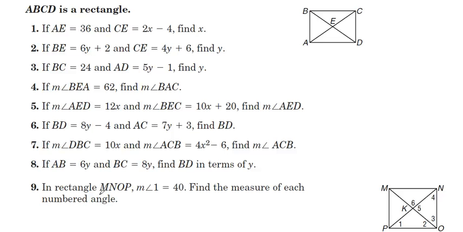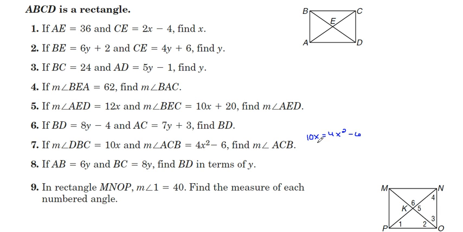Everybody. We're going to do the last few problems here, 7, 8, and 9 from the set. For number 7, we are still referring to our rectangle up here, and we say that angle DBC is 10x, ACB is 4x squared minus 6x. Those angles are congruent, so we will say 10x equals 4x squared minus 6x.